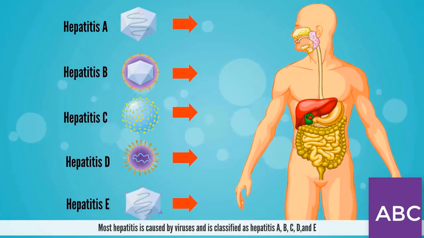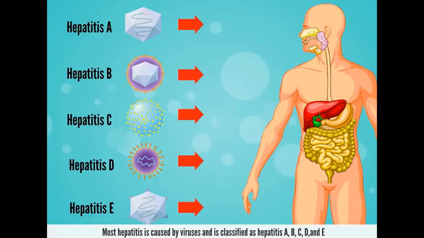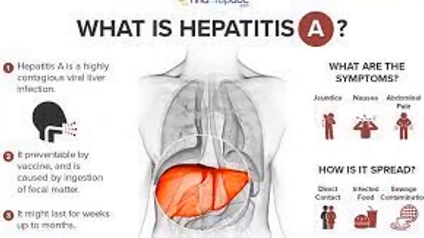I will be explaining each of the hepatitis types. I will be explaining the various types of hepatitis. But in the meantime, I will be starting with hepatitis A: what is the cause, the symptoms of hepatitis A, and how it is spread.